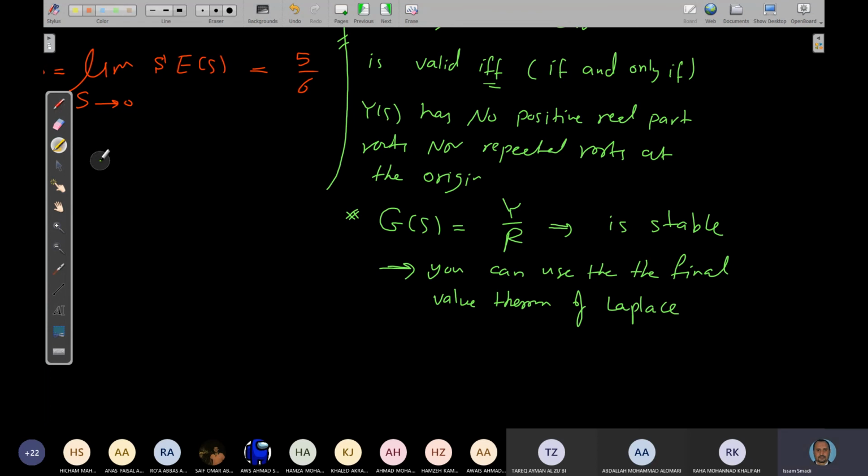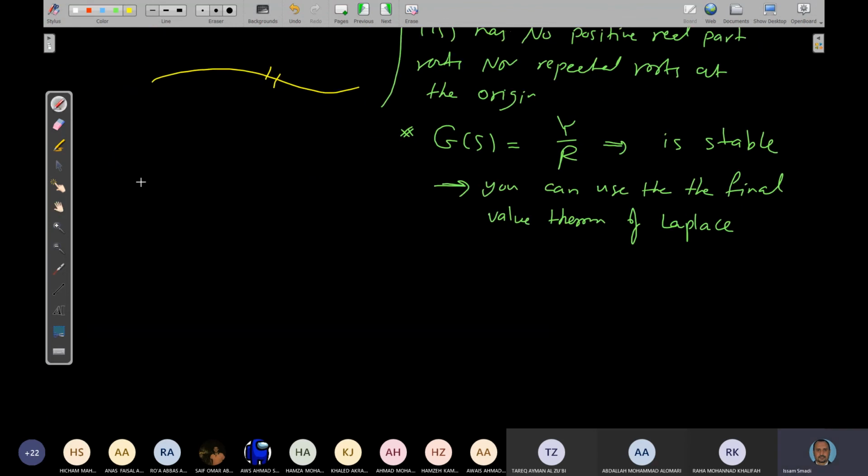Do you need an example for that? Assume that y of s is equal to 1/(s minus 1). Who can find y steady state? It equals what?